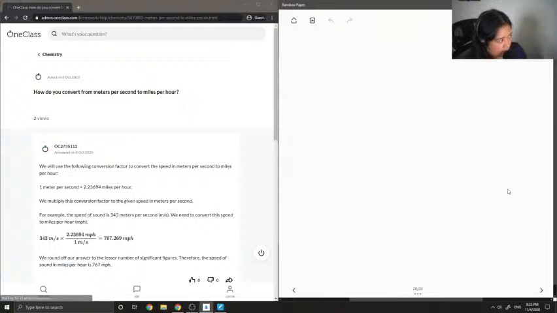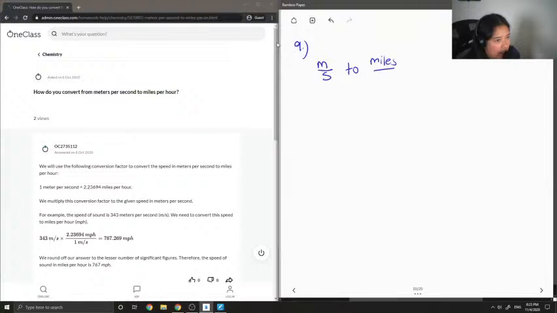Okay, so now let's look at question number 9. How do you convert from meters per second to miles per hour? So let's just look at the units that were given. So we start off with meters per second, and we want to find out what this value is in miles per hour.